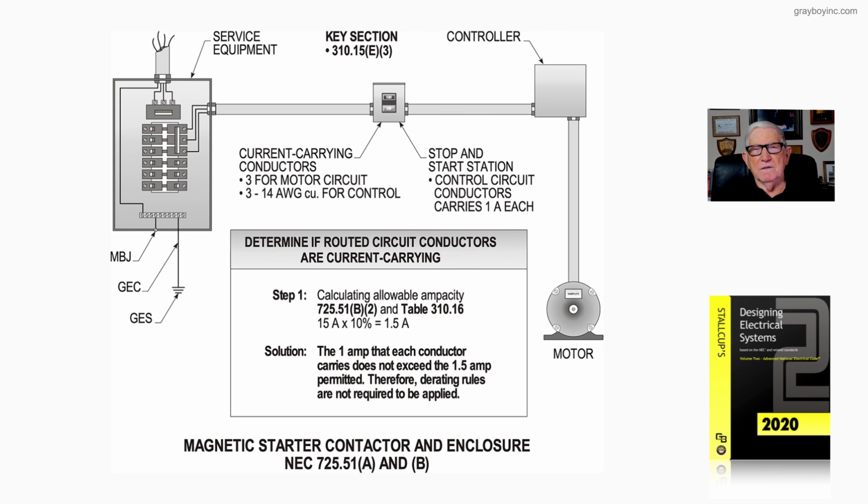Now, you're either at 10% for control circuits or 50% for a neutral. That is the rule there. That's the general rule that we look at. So that's what this figure 18-59 is illustrating here, is when is the control circuit considered current carrying.